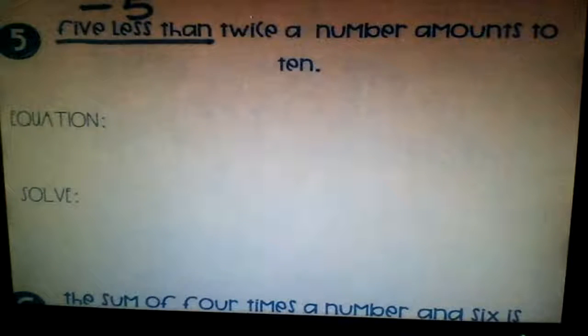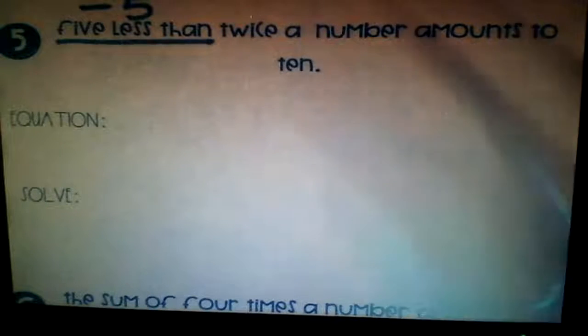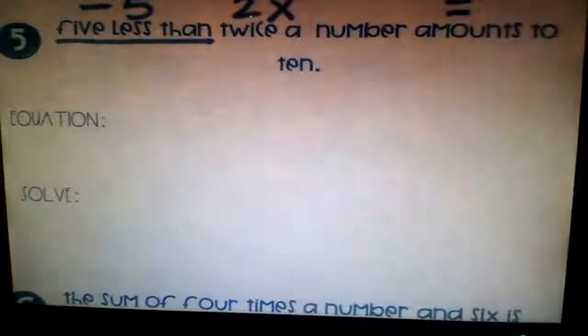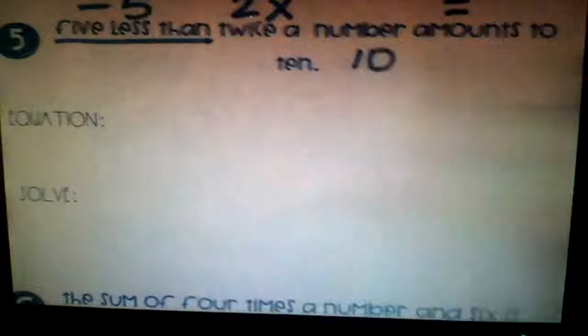Okay, 5 less than. Twice a number. How do I write twice a number? 2x. Twice a number. A number means you have your variable. So 2x. Amounts. What does amounts mean? Equals. 10.